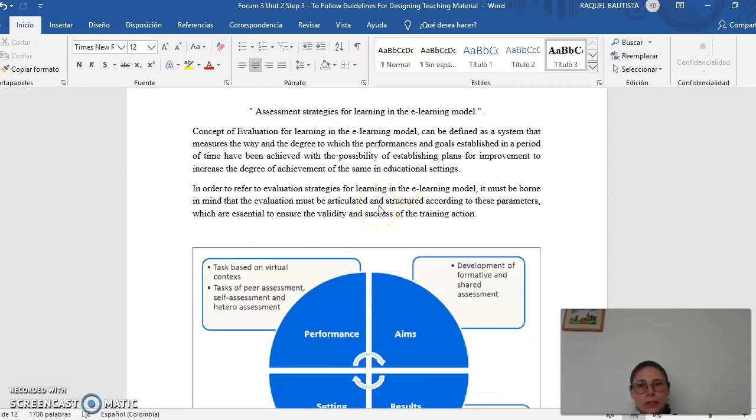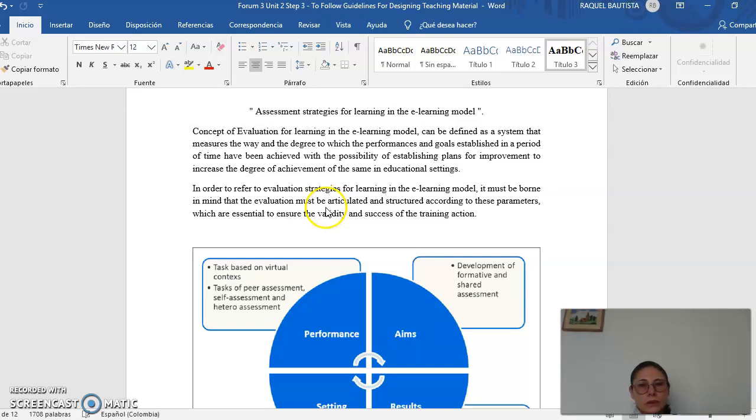Assessment strategies for learning in the e-learning model. The concept of evaluation for learning in the e-learning model can be defined as a system that measures the way and the degree to which the performance and goals established in a period of time have been achieved, or establishing plans for improvement to increase the degree of achievement in the same educational settings.